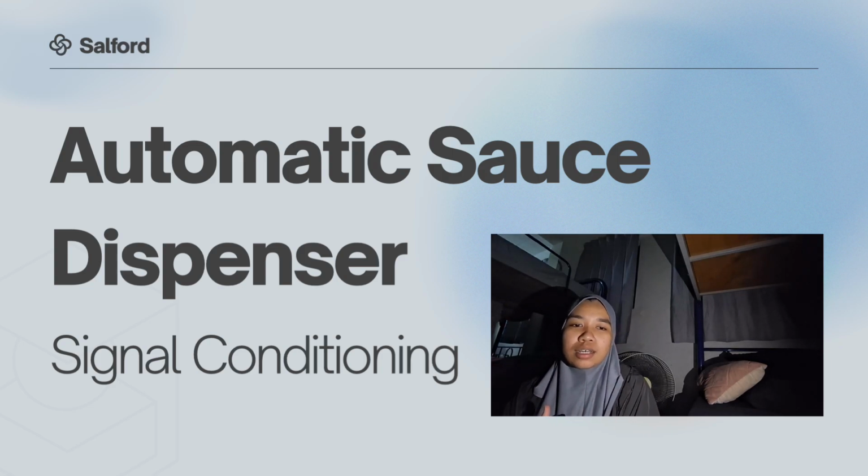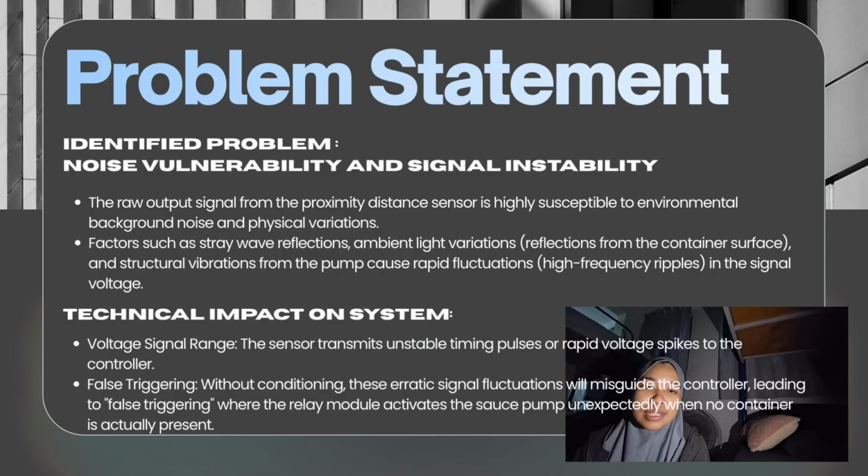Before we go further to the selection of signal conditioning, I would like to state the problem statement that we identified from the project. The first problem that we identified was noise vulnerability, and the second one is signal instability. This kind of problem happened because the raw output signal from the proximity distance sensor is highly susceptible to environment background noise and physical variations.